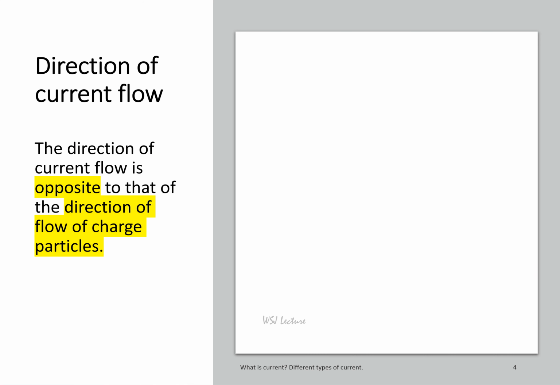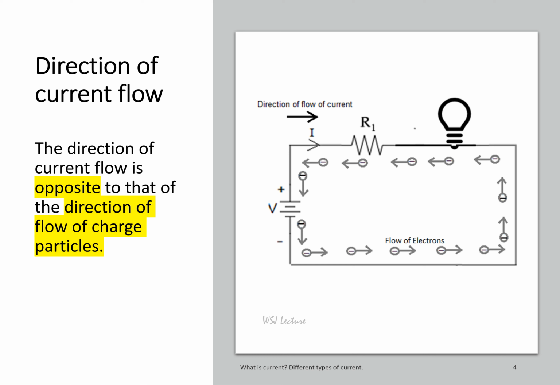Direction of current flow. The direction of current flow is opposite to the direction of flow of charge particles. In this circuit, a battery is connected to a lamp through a resistor. The flow of electrons is indicated by this arrow mark and the flow of current is indicated by this arrow mark. You can see that the flow of current is opposite to the direction of flow of electrons. The electrons are flowing in this direction and the current flow is opposite to the electron movement.